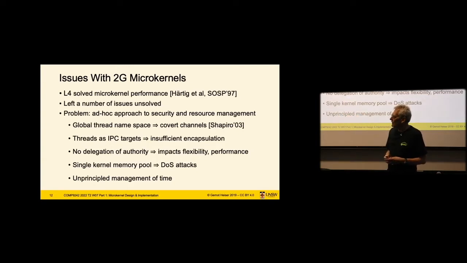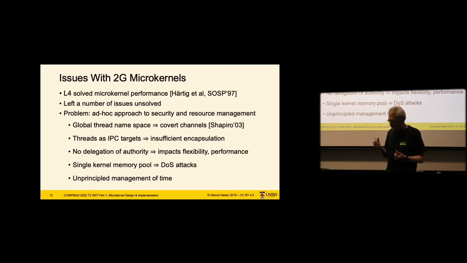So one is that it had a global thread namespace. IPC was addressed to thread IDs, and that required thread IDs being a global namespace. And as Jonathan Shapiro pointed out 20 years ago, that actually gives you covert storage channels, because by signaling whether a certain thread ID was present or not, you could signal to an attacker who could probe the namespace, basically. So that's a bad idea.